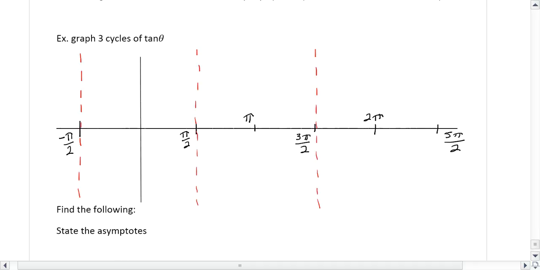All right, in our example, we are asked to graph 3 cycles of tangent theta. So you can enter tangent x in your calc, and maybe before you do that, check what is the tangent of negative 90 right here. And if you enter that, you should get an error message because it doesn't exist there. Likewise, the tangent of 90 doesn't exist, so I've drawn an asymptote line. Tangent 270 doesn't exist, and tangent of 5 pi over 2 also does not exist.